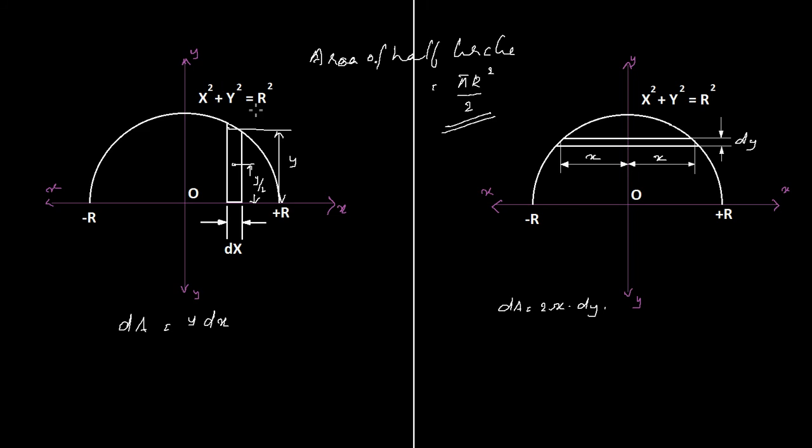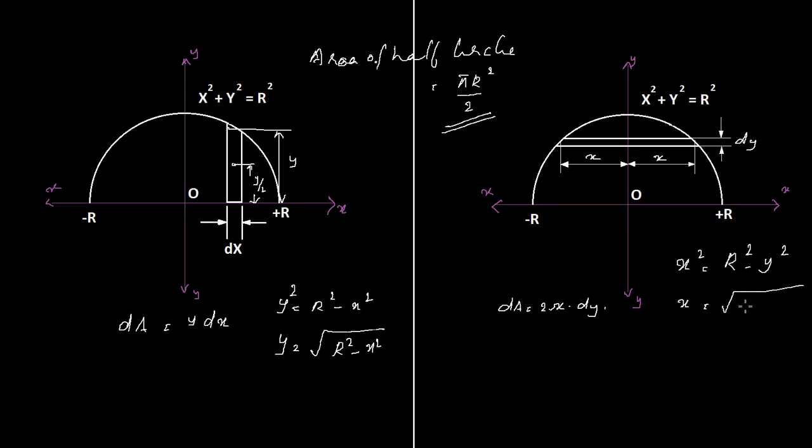Now from the equation x squared plus y squared is equal to r squared, in this case you can take y squared is equal to r squared minus x squared, or y is equal to square root of r squared minus x squared, and that will be the same in each case. And in the other equation you have x squared is equal to r squared minus y squared, or x equal to square root of r squared minus y squared.